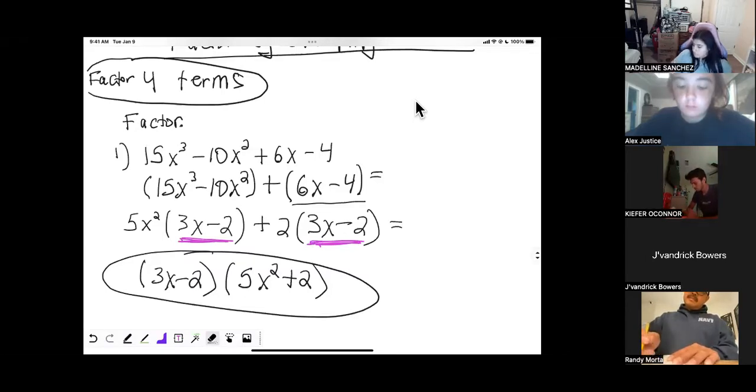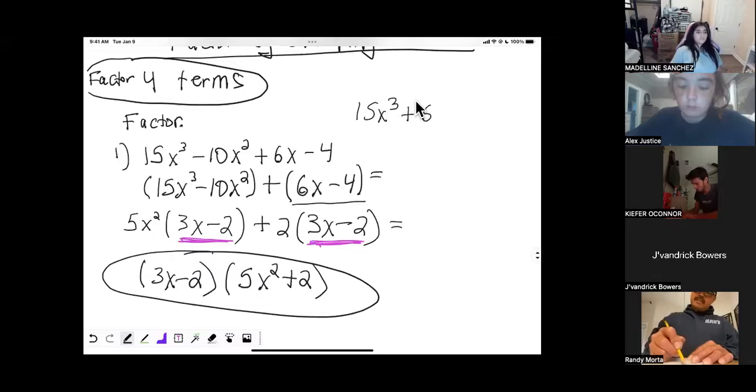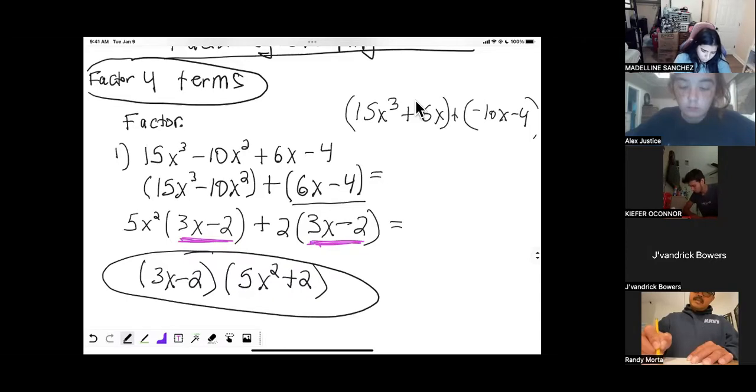So let's say that it didn't work. I might say, okay, I'm going to put these together because I can divide by 3, right? And I'm going to put these together because I can divide both of them by 2. And then I could try it again. So this could be my new group if it didn't work. Most of the time it works perfectly, but sometimes it doesn't. If it doesn't work and you're told to factor it, then you will rearrange it and try it a different way. Does that make sense? Does that help?